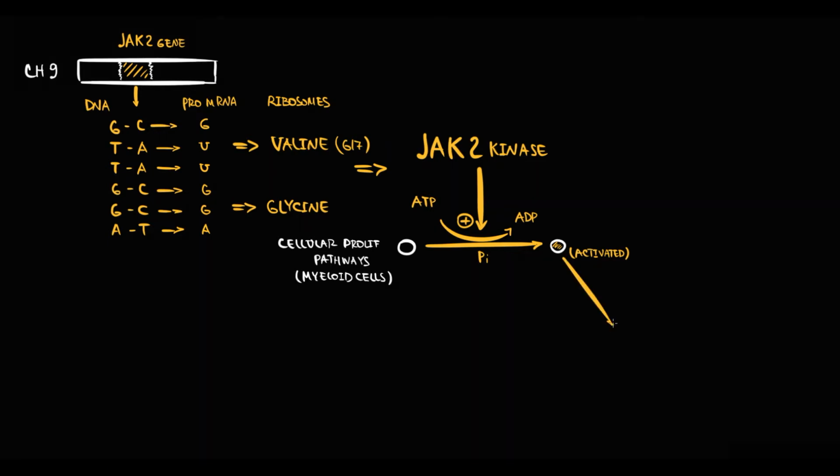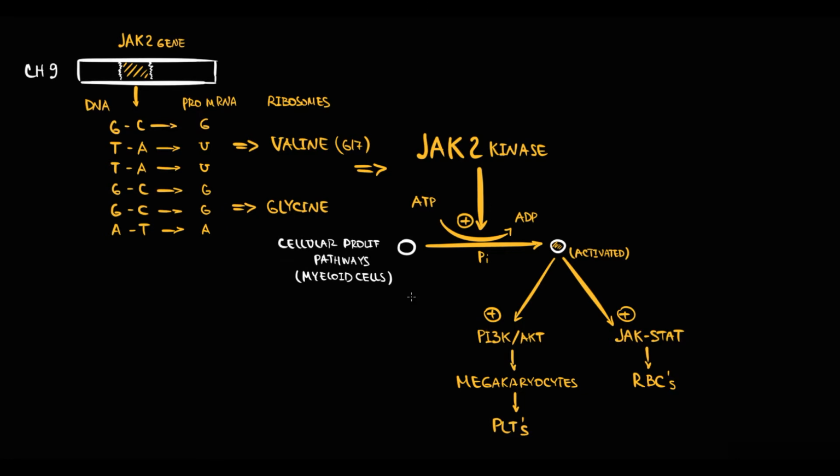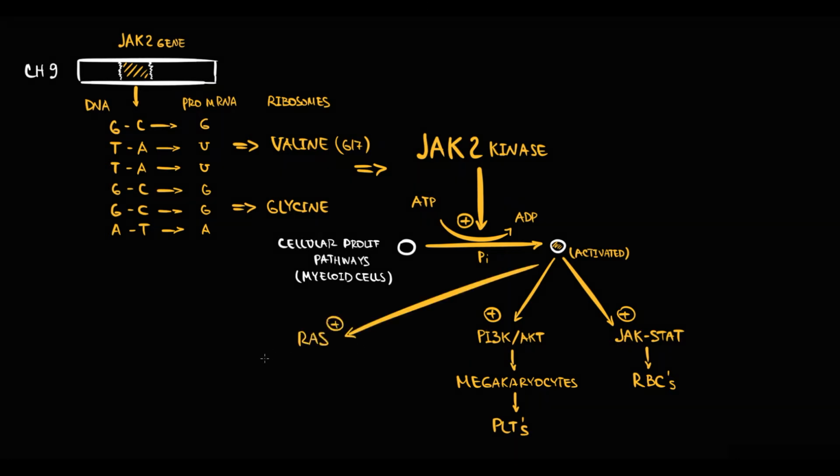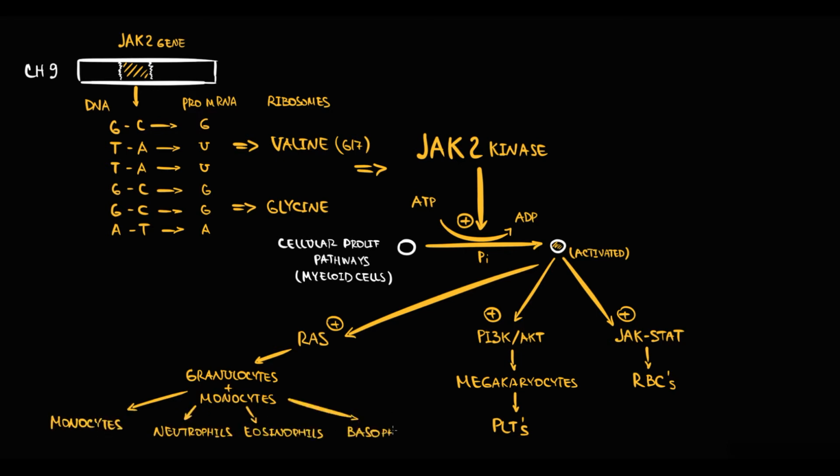By activation of JAK-STAT pathway, JAK2 kinase stimulates mostly red blood cells production. By activation of PI3K/AKT pathway, it stimulates production of megakaryocytes from which platelets are formed. By activation of RAS pathway, it stimulates production of granulocytes and monocytes. And in normal condition, JAK2 kinase is active only when it receives signal by cytokines.